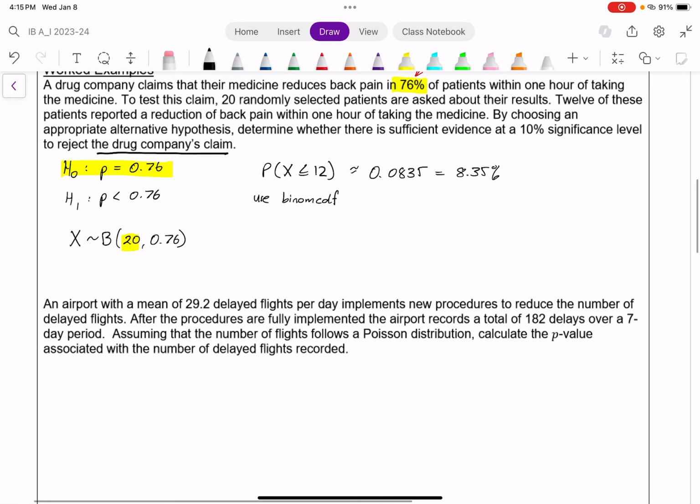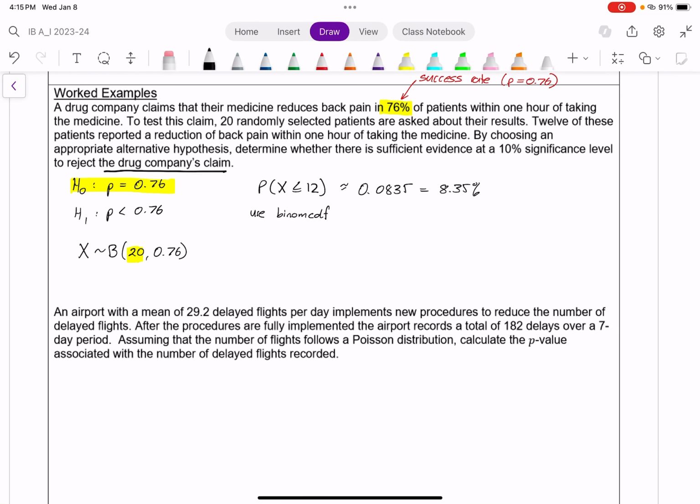So what does that mean? That means, assuming there really is a 76% success rate with this drug, the probability of us getting up to 12 people who are having better back pain is only 8%. If the success rate really is 76%. That's what it means. There's only an 8 and a bit % probability that we would have a sample of 20 having results like this if their claims are true.